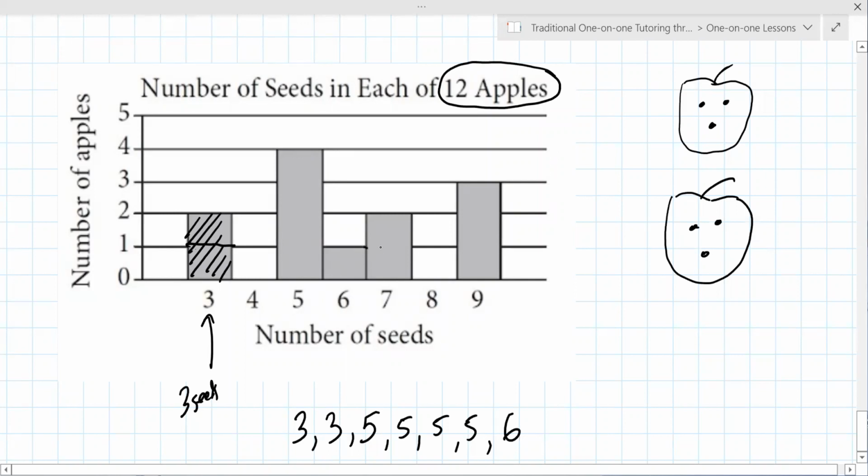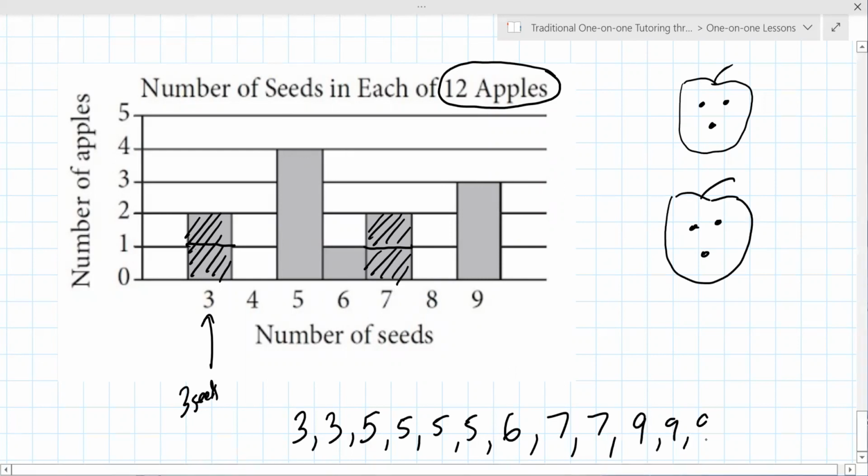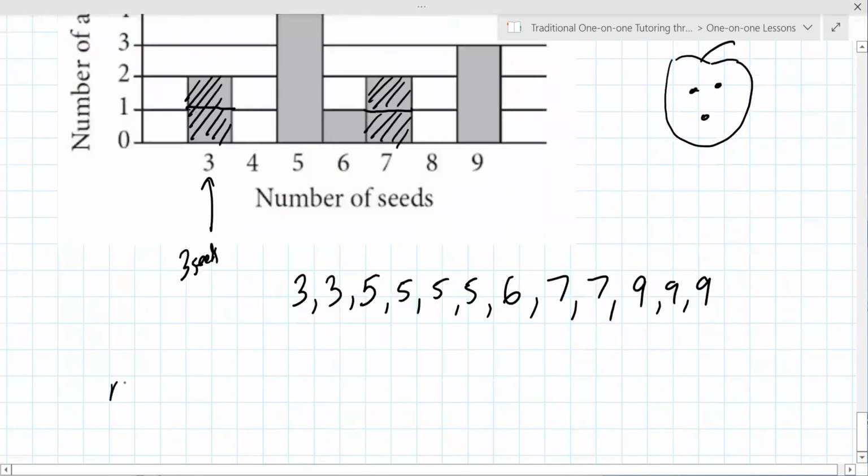So how many apples have 7 seeds? 2. So we go 7 and 7. And how many apples have 9 seeds? 3. 1, 2, 3. Very good. Okay. So I want you to determine the mean number of seeds.